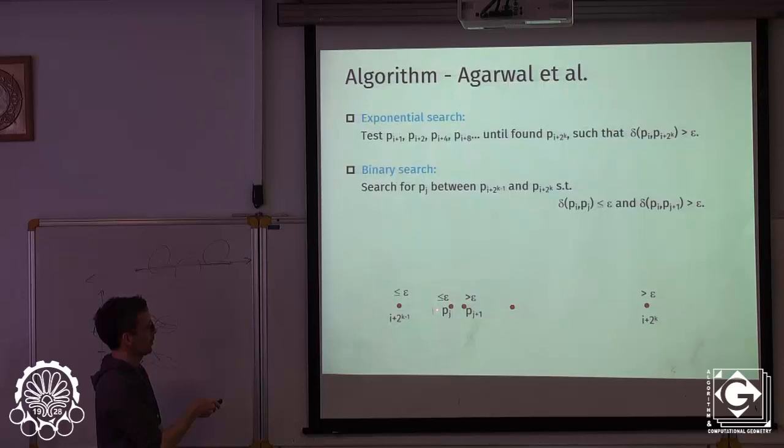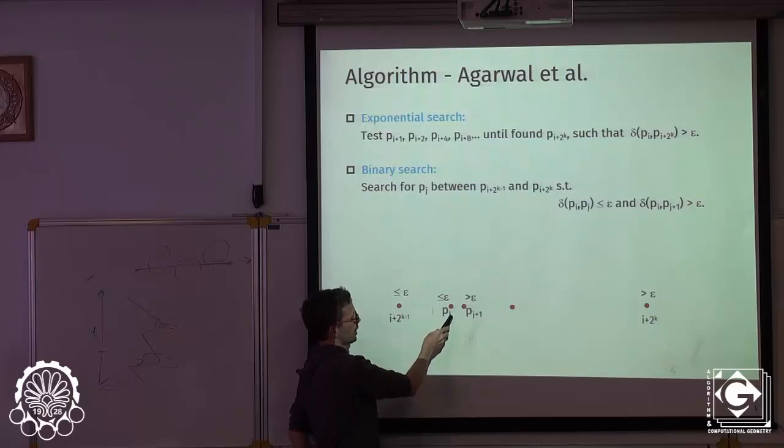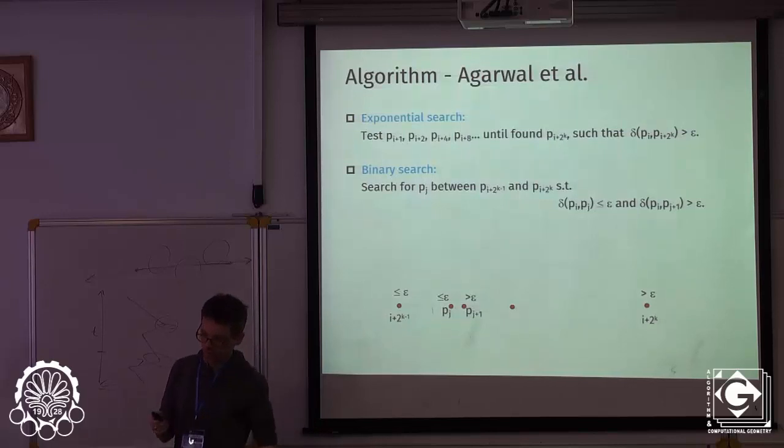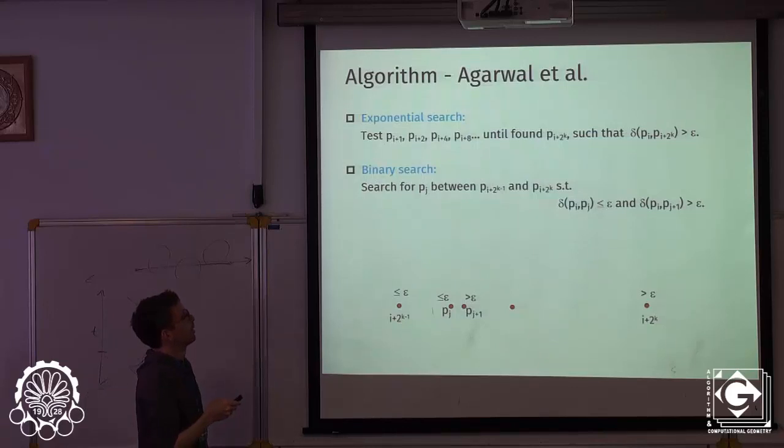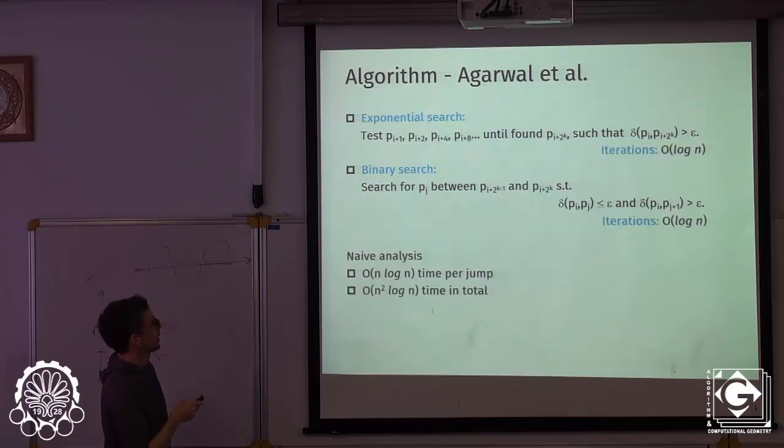Okay, let's say I went to the left, then I continue, and eventually I will have found a Pj with distance smaller or equal to epsilon, and the next one is distance larger than epsilon. So if you naively look at the running time here, you have log n iterations here and log n operations here. So if you're not careful, you get n squared log n running time.